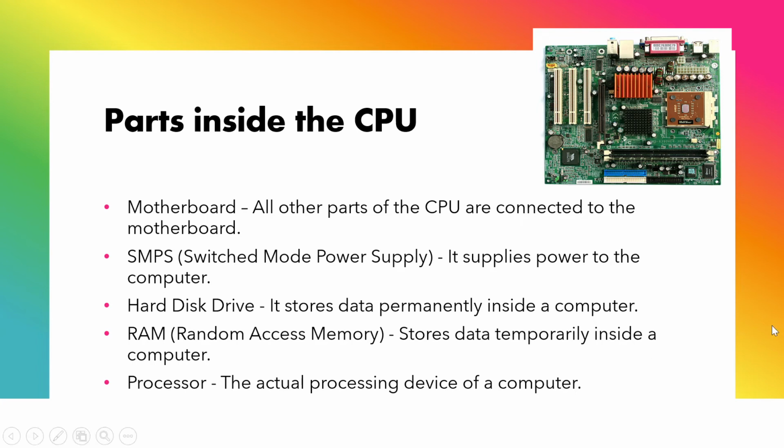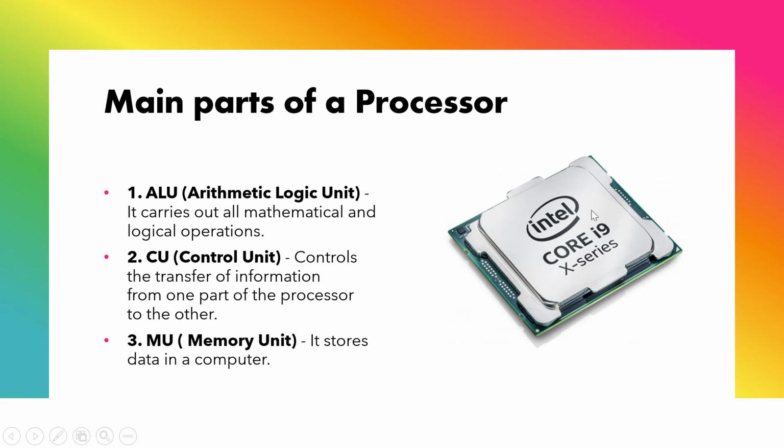Now, what is the processing? This is in the processor. It consists of three parts. Main parts of the processor are ALU, Arithmetic Logic Unit. ALU carries out all mathematical and logical operations. Next comes CU, that is Control Unit. It controls the transfer of information from one part of the processor to the other, through CU, Control Unit. And MU, it stores data in a computer.